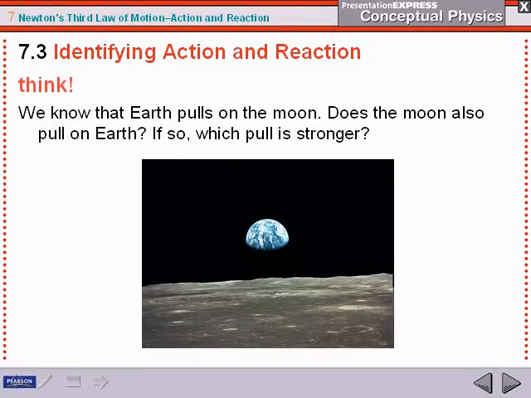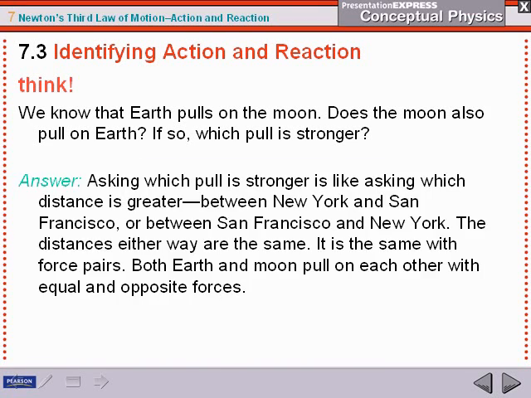So if the Earth pulls on the Moon, does the Moon also pull on the Earth? And if it does, which pull is stronger? Well, that's kind of a silly question because they pull on each other with equal and opposite force. Just like I said before, the Earth can pull on the space shuttle, or it can even pull on you, which is your weight. The Earth pulls on you with 600 newtons. You're going to pull back on the Earth with 600 newtons.